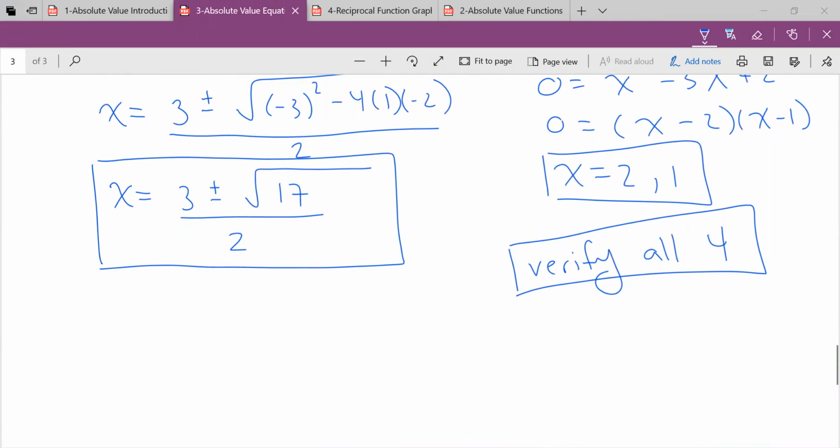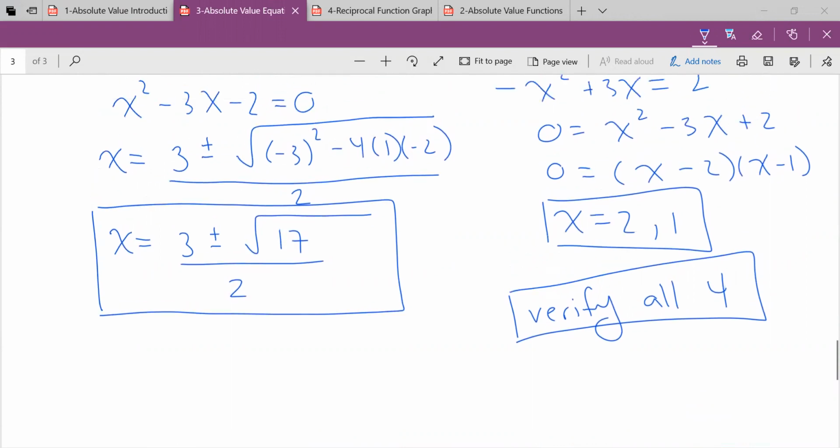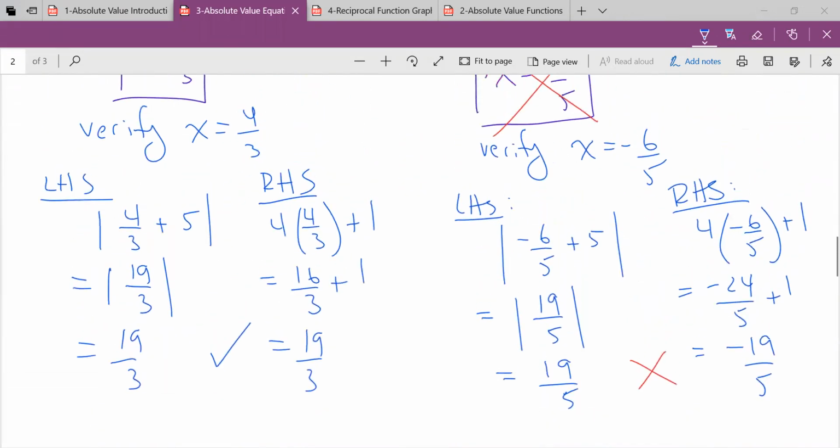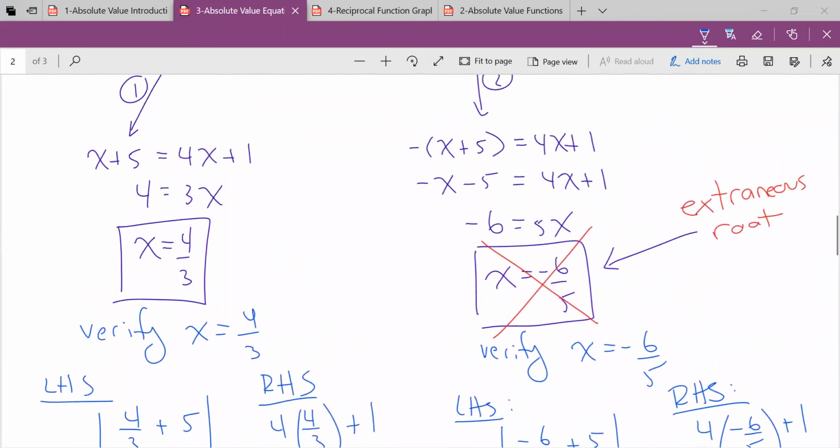Okay, friends. So again, the key thing when you're doing these questions, I'm going to go back up to the first one. You're going to break it into the positive and negative portions. You're going to solve, and the thing that I really need you looking out for is that extraneous root. Keep an eye out for it. It will occur.